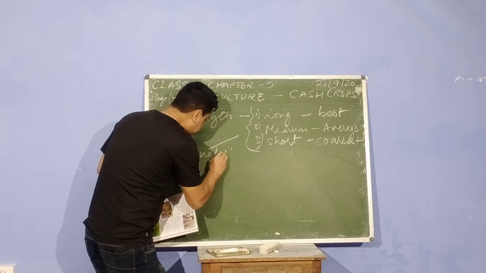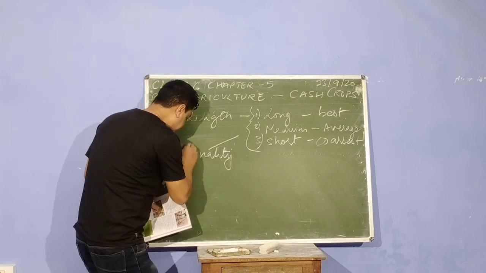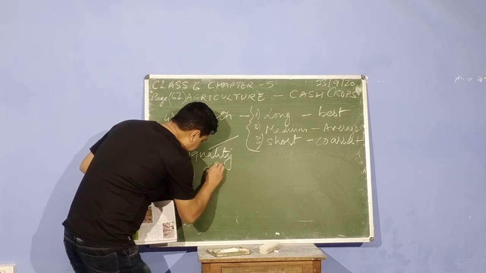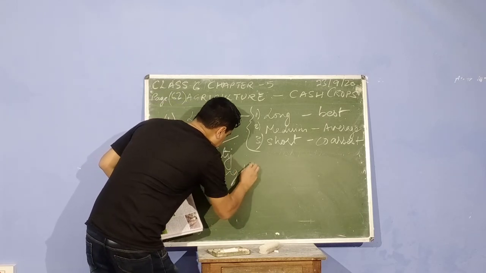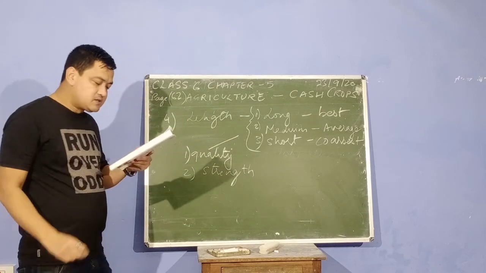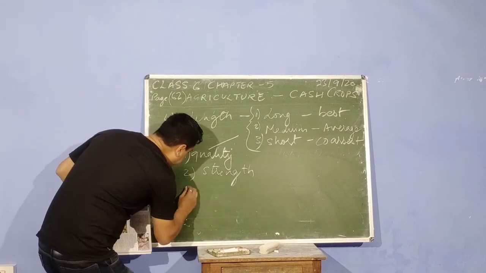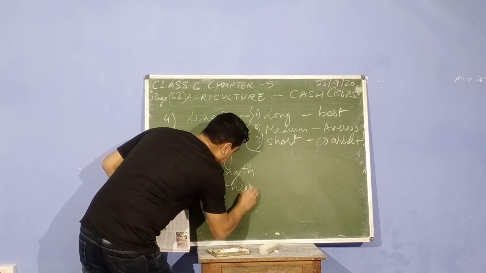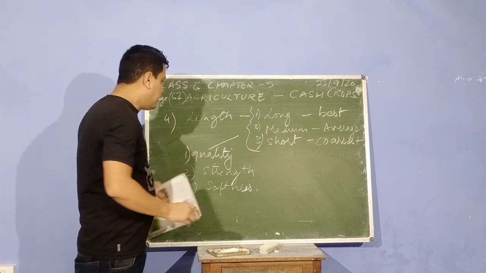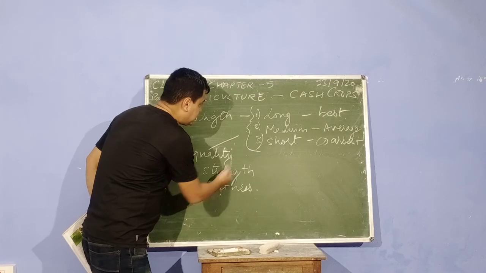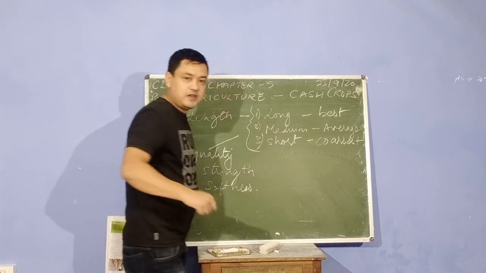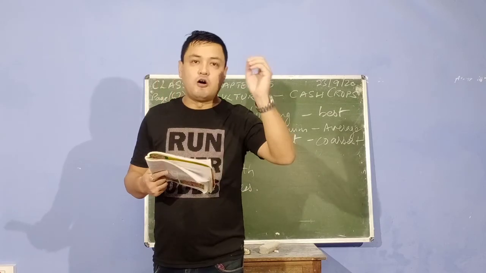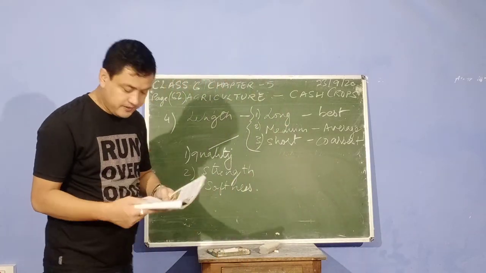Number one point, quality. Number two point, the strength of the cotton. And number three is the softness of the cotton, S-O-F-T. So these are the things which make them different from each other. Therefore, the quality of the textile depends on its staple length.